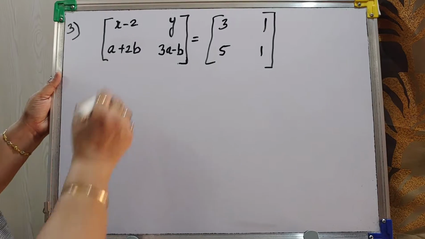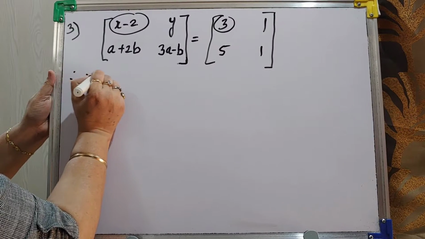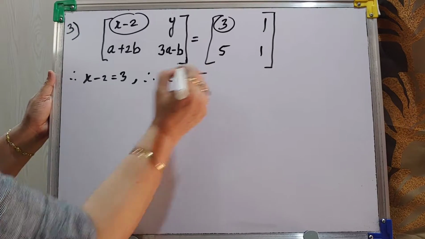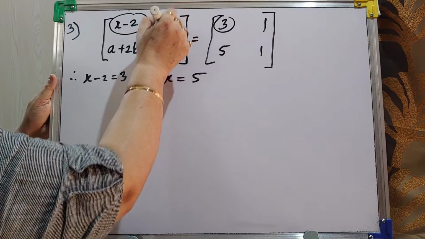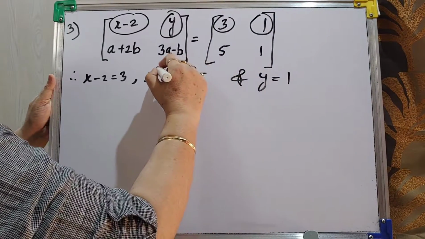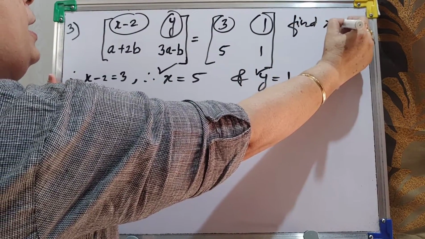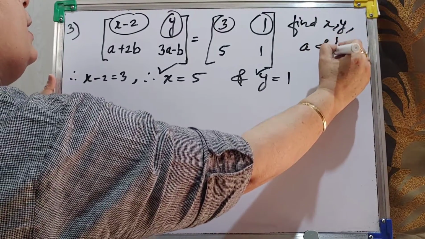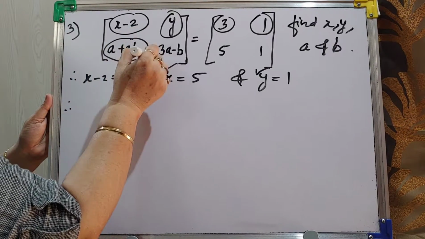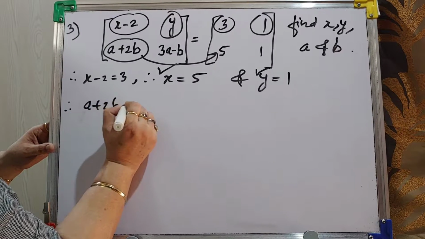Now let's solve this sum. The order is the same, so they are equal. So x minus 2 will be equal to 3. Therefore x equals 5. In the same way, y is directly equal to 1. So you got two values. Now you have to find x, y, a and b, all four variables. So this will be equal to this 5. Therefore a plus 2b equals 5.